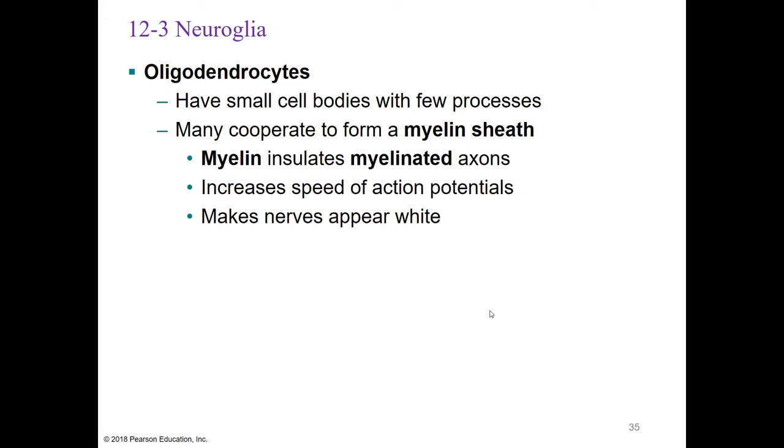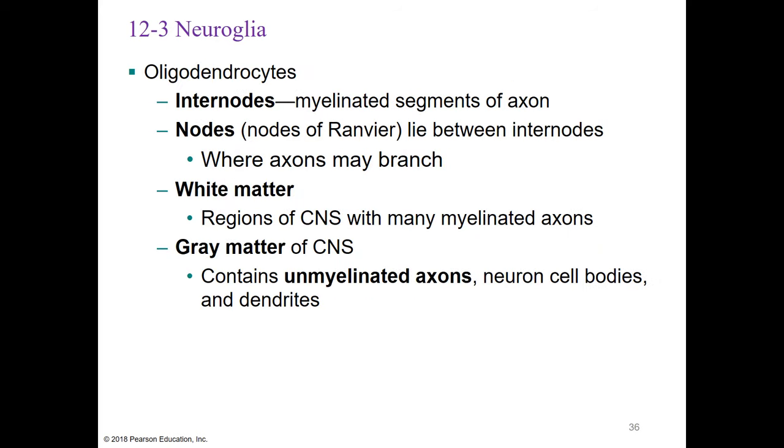So going a little further on the oligodendrocyte, we have some areas that we can name on a myelinated neuron. The internodes are the myelinated segments of axon. The nodes, or nodes of Ranvier, are going to be the areas between the internodes. Axons can branch in these areas. White matter is going to constitute the region of the central nervous system that has a lot of myelinated axons. Gray matter is going to contain unmyelinated axons, and so we can really see that gray, grainy appearance we talked about in the cell bodies of these particular neurons.